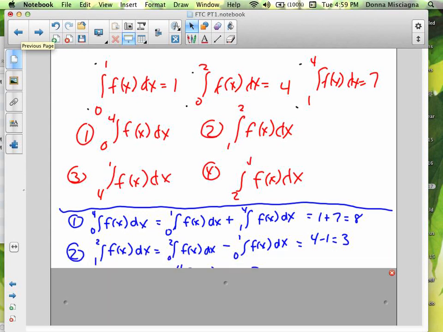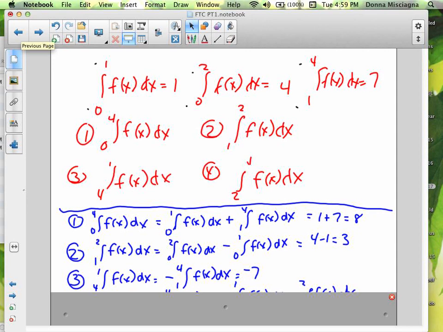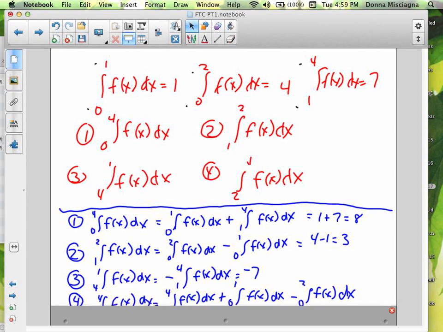And the second one there is from 1 to 2. So 0 to 2, if we subtract out the 0 to 1, we're going to be from 1 to 2. And that's the area in between. So f of x dx from 1 to 2 is just 0 to 2 minus 0 to 1. So it's going to give us 4 minus 1, or 3. Here we have f of x dx from 4 to 1. That's just going to be the opposite of 1 to 4, and so that's just going to be a negative 7.